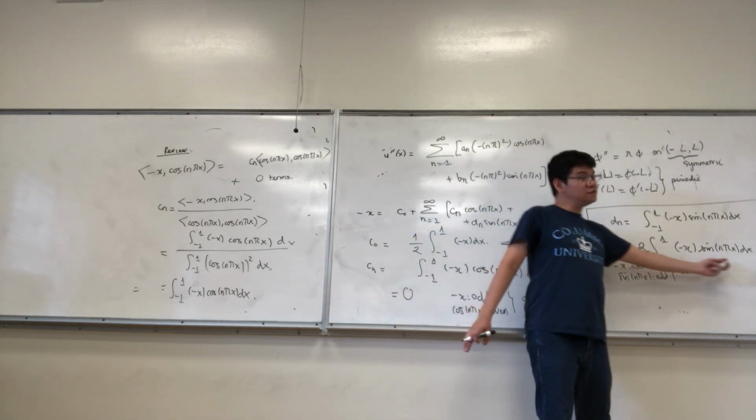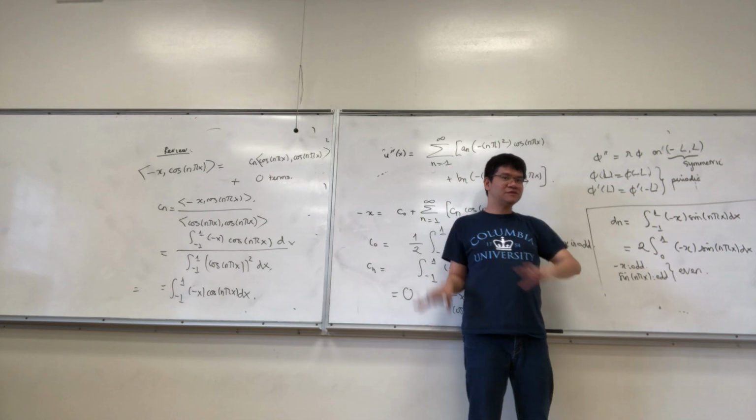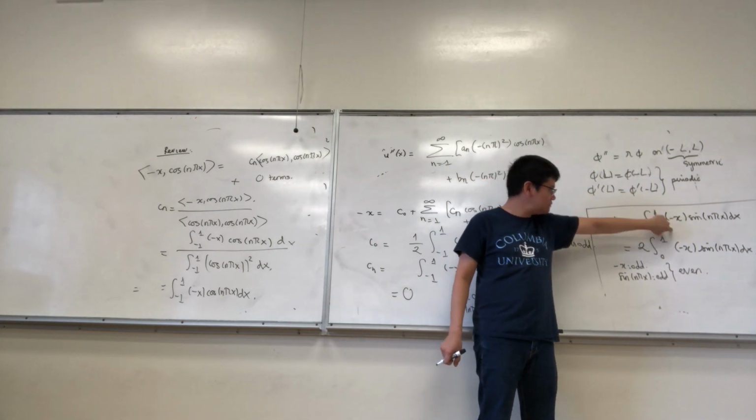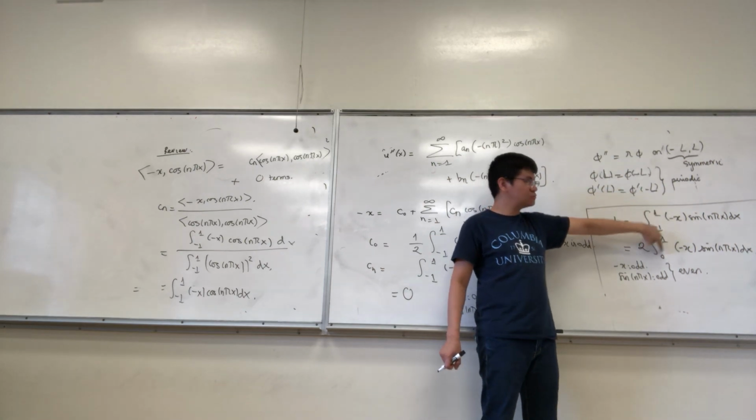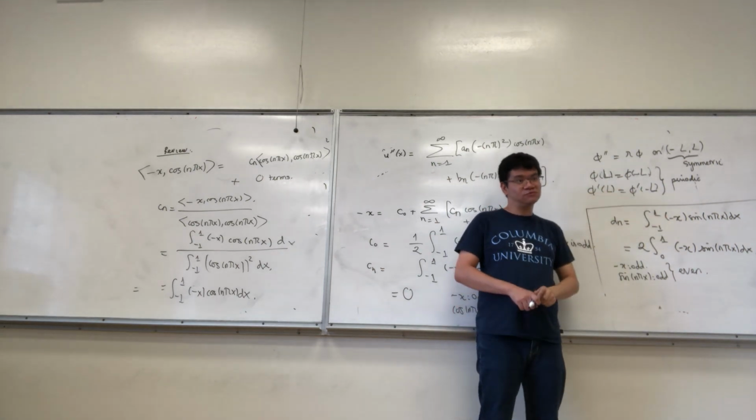Because this is an even function, we go back to the previous lecture, and we know that if it is an even function and you integrate from minus 1 to 1, what you do is you integrate from 0 to 1 and you multiply that by 2, right?